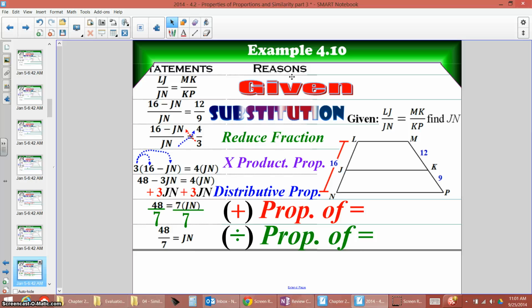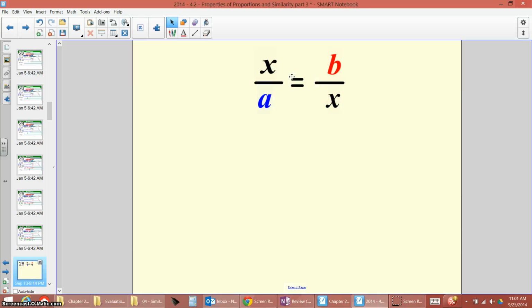So these are the reasons for why I'm able to make the steps I'm making. Hopefully you guys understood the whole JL portion of the example. Now, what if I have this type of situation? I have x over a and b over x.